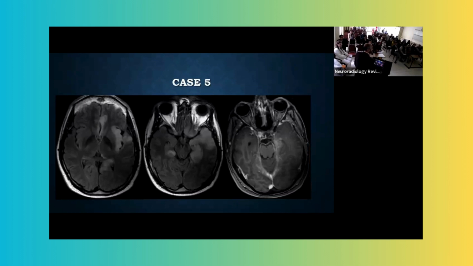And this is the typical finding where we have involvement of the limbic system, insular cortex, medial frontal lobes, okay? And the key is that it's generally asymmetrical, okay? And then there are other differentials we'll talk about.